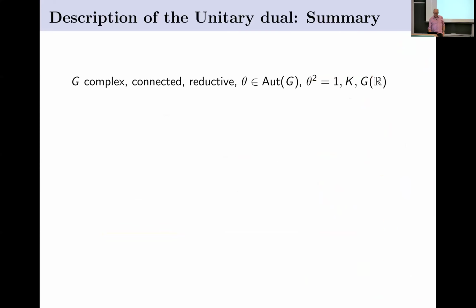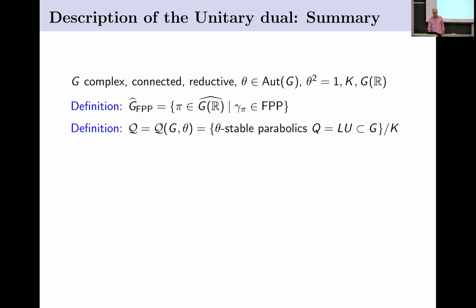Let me summarize our description of the unitary dual. We have this set I call G hat FPP, the unitary representations coming from the FPP. You take the collection of theta stable parabolics up to conjugation by K, and the theorem is that the unitary dual is the union over all of the theta stable parabolics of the cohomological induction of these FPPs. So there's the base case, which is the FPP itself, and then all of the FPPs for the theta stable subalgebras.